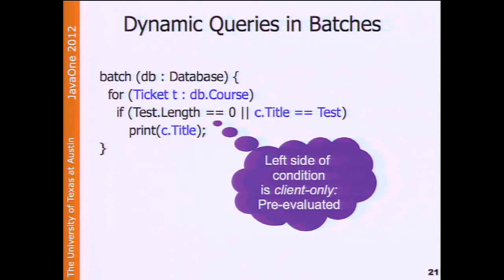But here we're doing short circuit evaluation against a remote call. So when we short circuit, we don't even send the rest of the condition to the server. Great. That's what I needed.